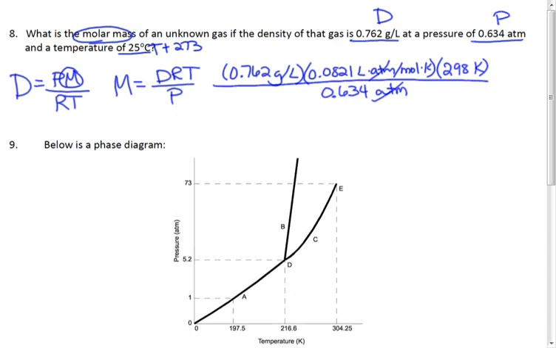So our atmospheres will reduce. We've got liters. We've got Kelvin. We're going to be left with a gram right here and a per mole right there. So when we end up with our answer, it'll be something grams per mole, which is a molar mass unit. And we end up with a value, 2 sig figs here because of the 25. We get 29 grams per mole.